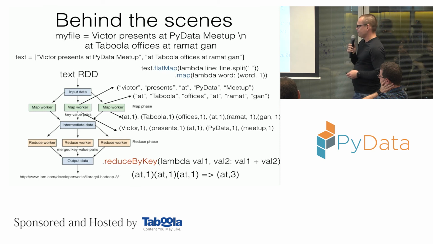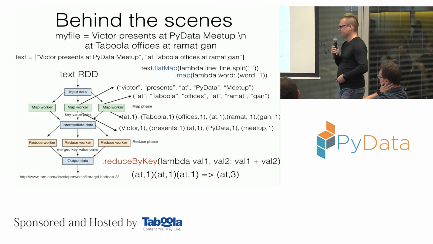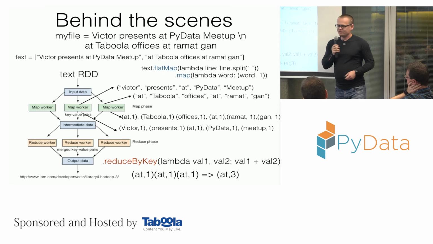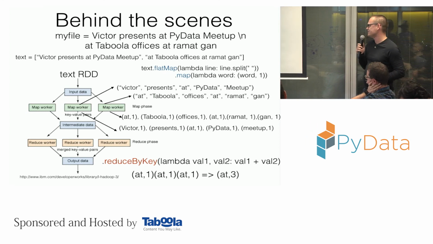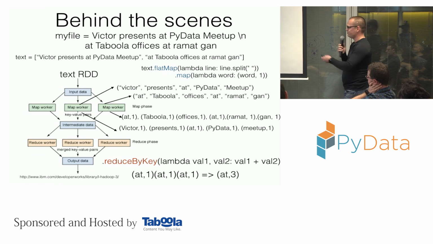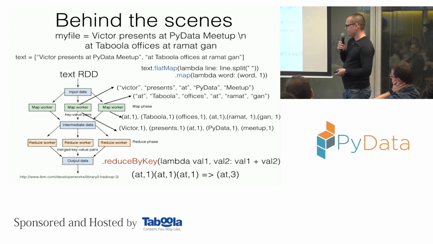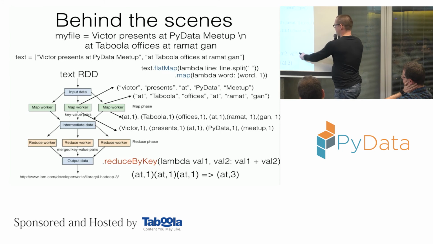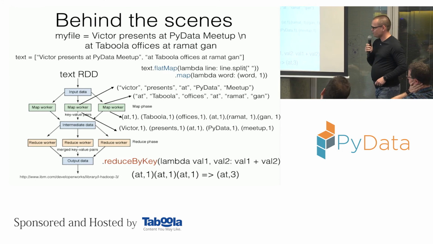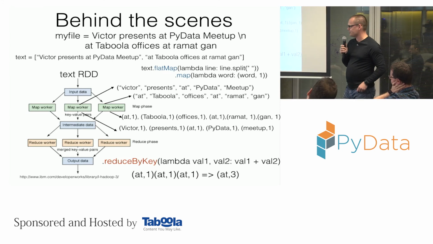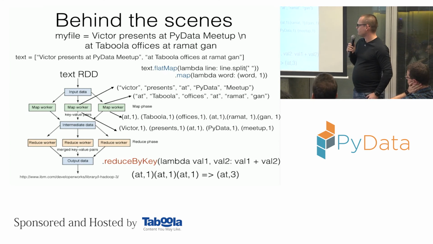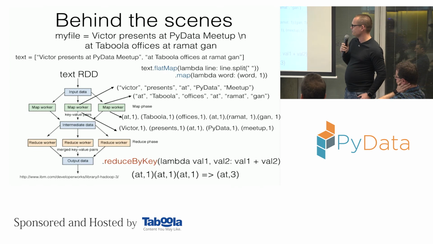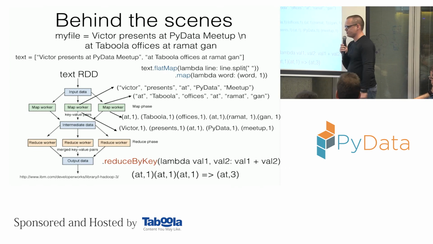When you call the reduceByKey transformation, what you get is a grouping by this key, and all the elements are combined according to the first element, and then processed with this lambda expression, which in our case just sums the value element of the pair. So we have 3 times the pair (at, 1). So at the end of this process, we get "at" that appears 3 times.